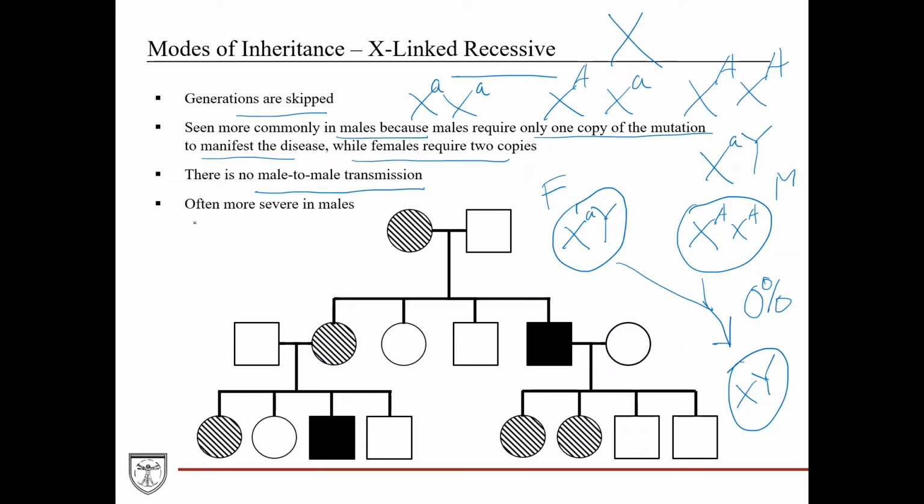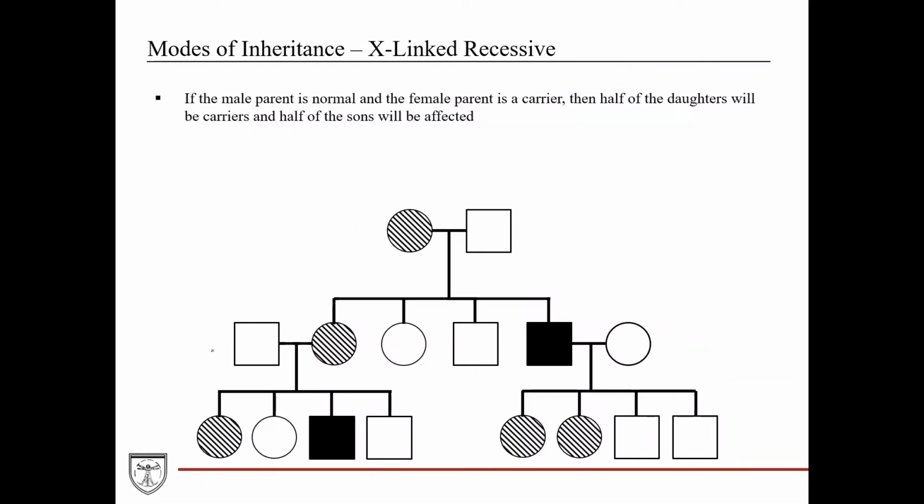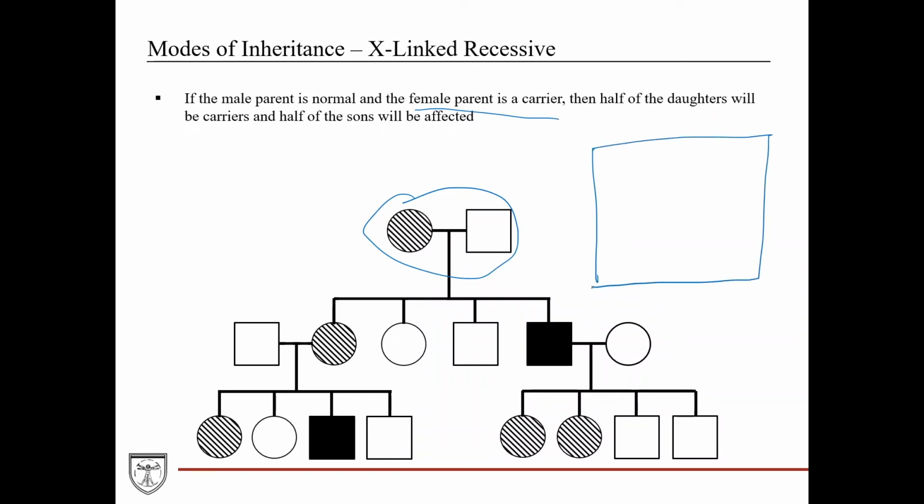And then these disorders are often more severe in males. So now let's go through some examples demonstrated in the pedigree. So if the male parent is normal, so that's shown here at the top here, and the female parent is a carrier, let's look at the Punnett square for that. The female carrier is going to have one dominant allele and then one recessive allele. And then the father will have one dominant allele and his Y chromosome.